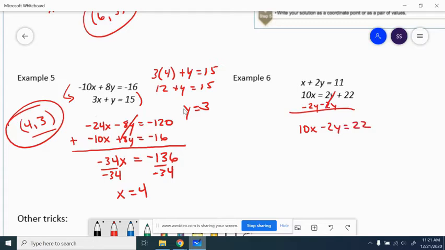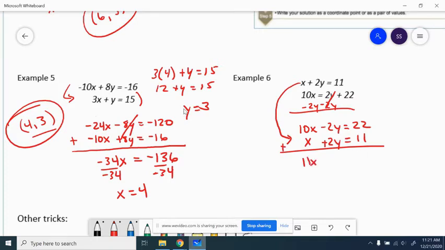Okay, so now I'm going to take this top equation and just rewrite it down here so we can add these two equations together. x plus 2y is equal to 11. All right, now I'm just going to add these two equations together.